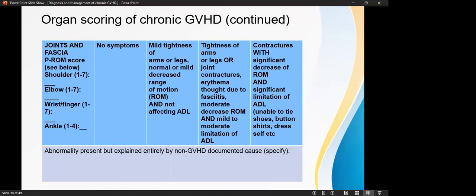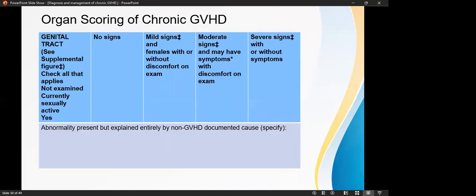And genital tract, that will be in the score 0 no signs, and in the score 1 mild signs, and females with or without the discomfort on exam, and in the moderate signs and maybe have a symptom with the discomfort on exam, that will be in score 2, and the severe sign with or without symptom, that will be in the score 3.